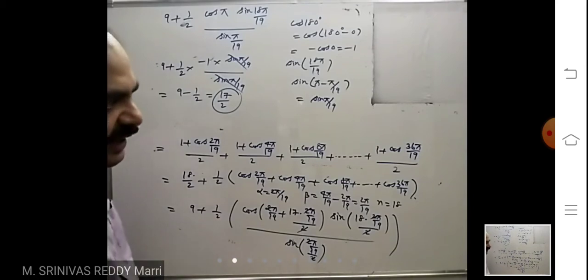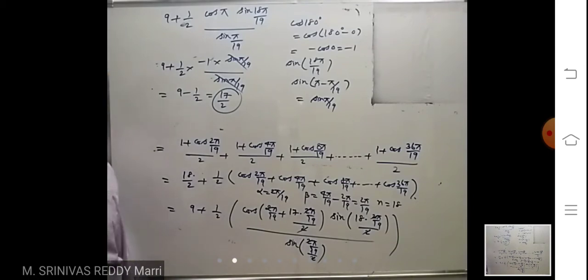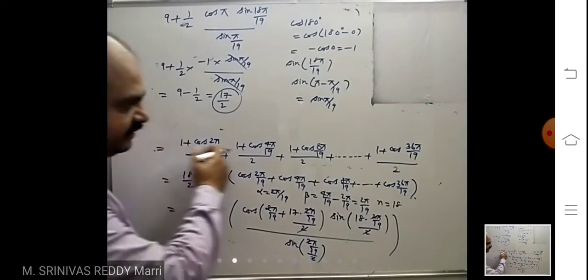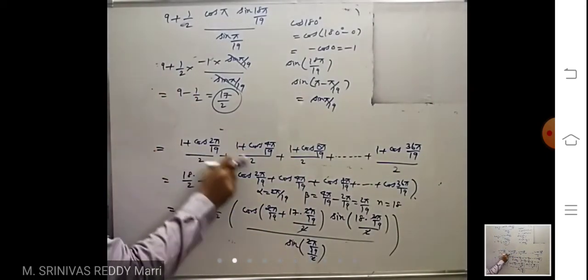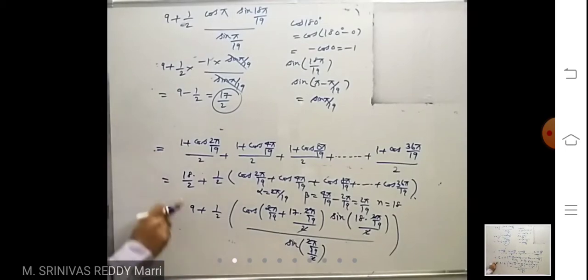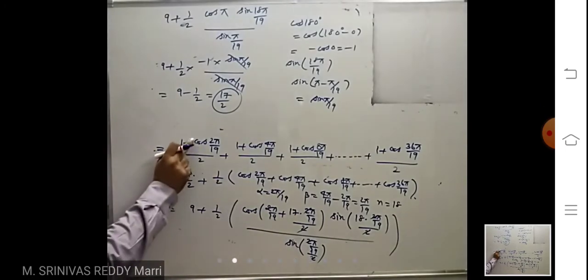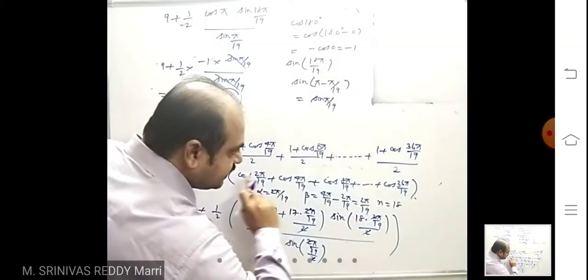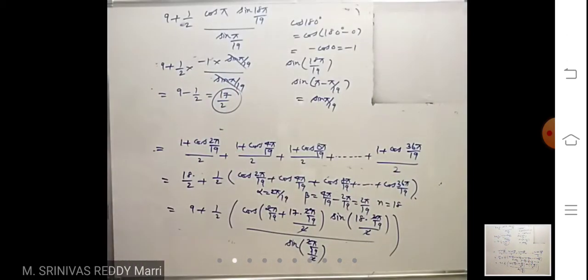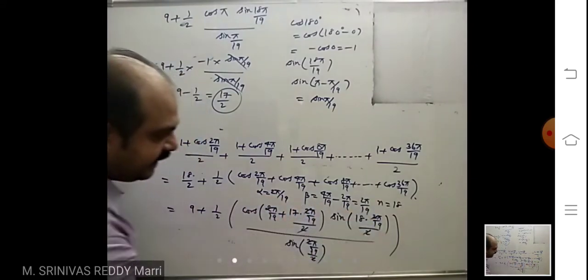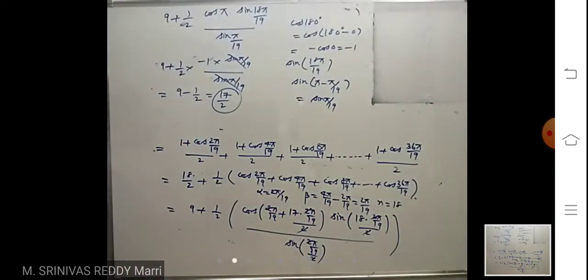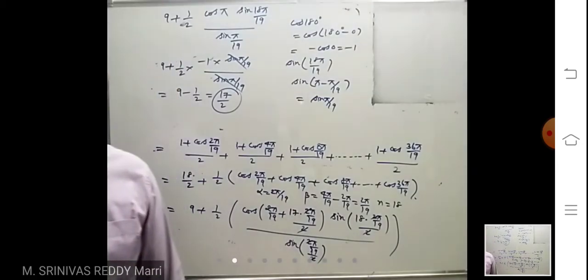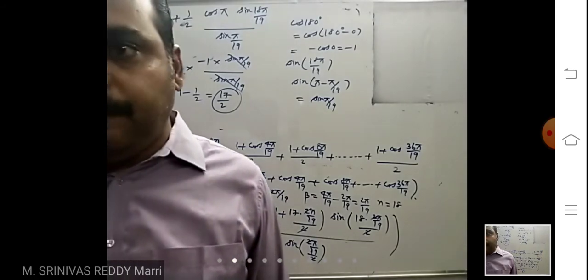Like that, whenever a square is there, cos square A, you write 1 plus cos 2A by 2. And then if you expand, I have separated the 1 by 2s. Totally 18 1 by 2s are there, 18 by 2. So 1 by 2 is common, and these are the cosines of 18 terms whose angles are in AP. Take alpha, take beta and n, and then substitute in the formula. Then you will get the answer. Like that, this is how to do the summation of terms if the angles are in AP.